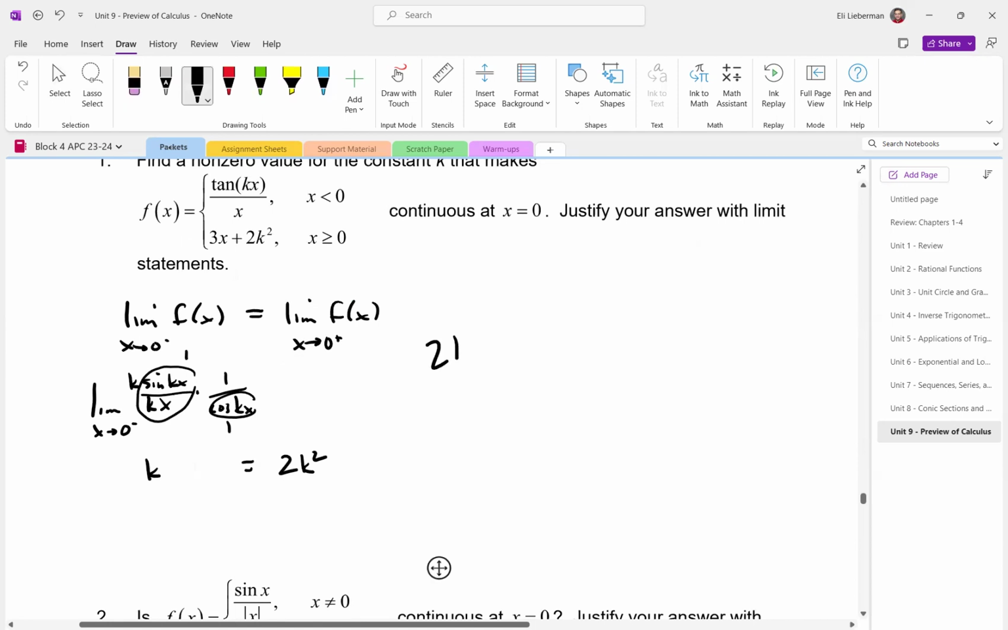Nice, so we have 2k squared equals k. K equals what? How'd you get that? You did, okay. You divide by k, so you get 2k equals, oh, k equals 1/2. Are we good? Any questions?